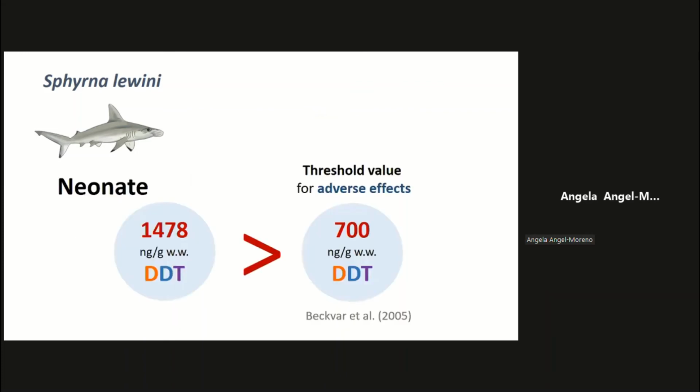The concentration of pesticides detected in one of the two neonates analyzed was above the threshold value for adverse effects in fish in early life stage. Since organisms in their early life stage are particularly vulnerable to organochlorines' adverse effects, and due to the poor conservation status of Sphyrna lewini, it would be advisable to carry out more studies in this population group.